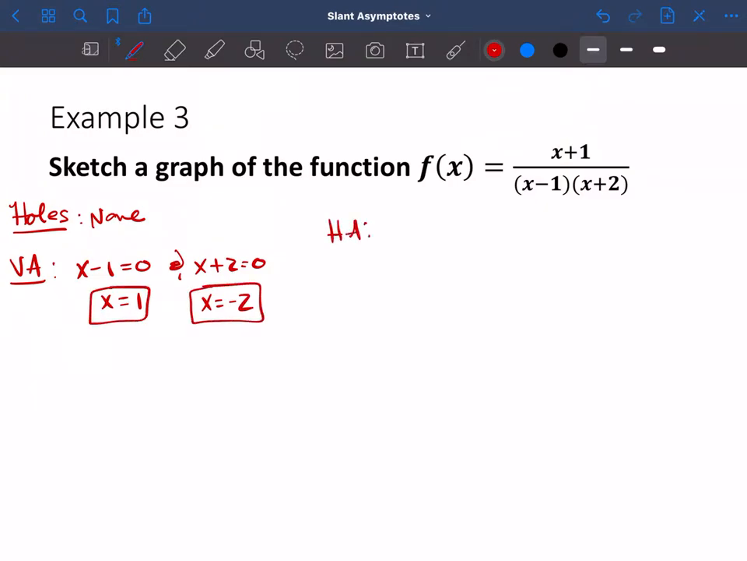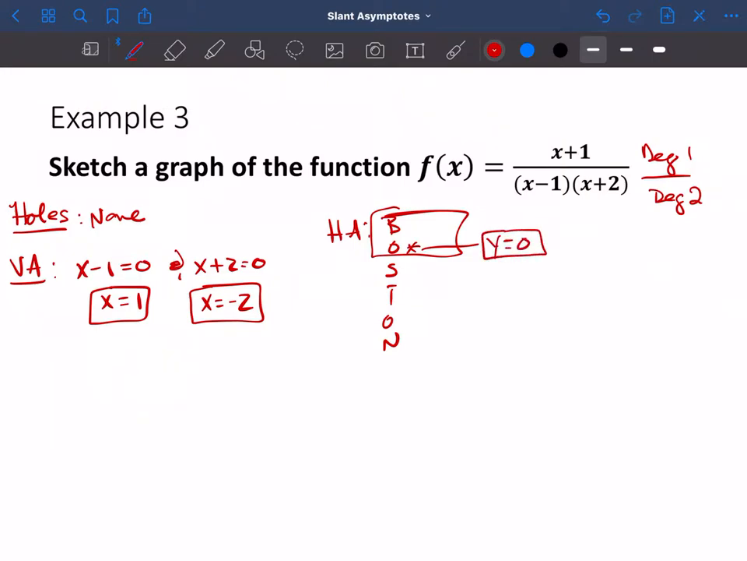Horizontal asymptote. So we can use our little Boston mnemonic. The degree of my numerator is 1. The degree of my denominator is 2. So the bottom is bigger. So that tells me that we have this scenario. Our horizontal is y equals 0.